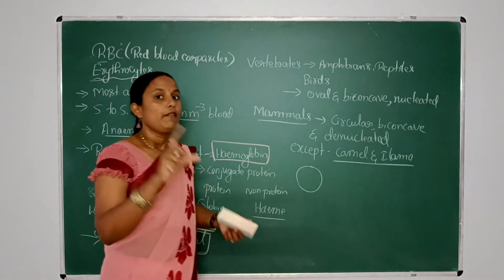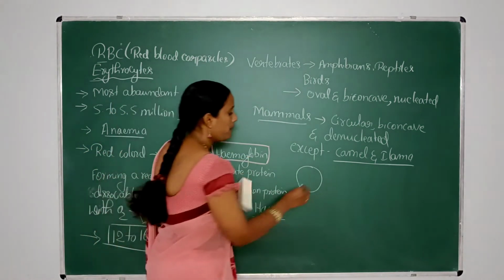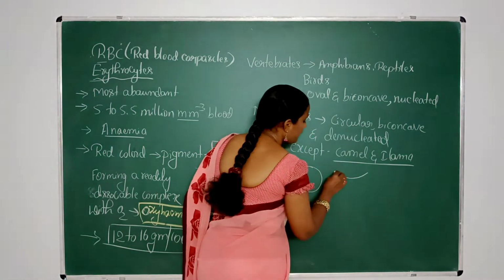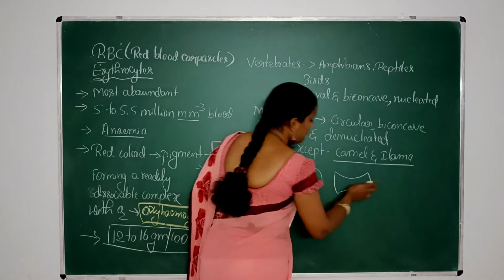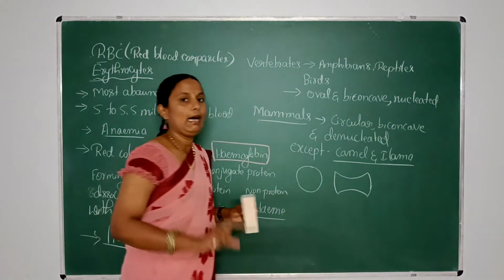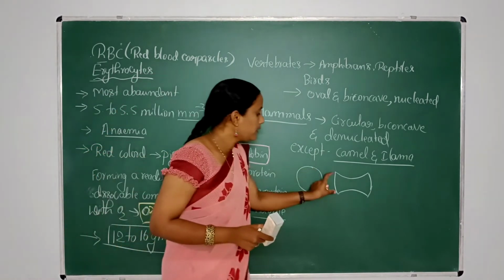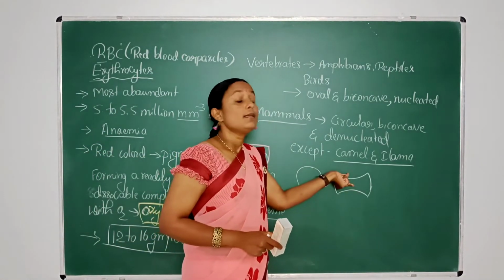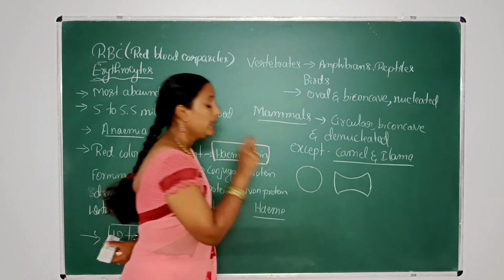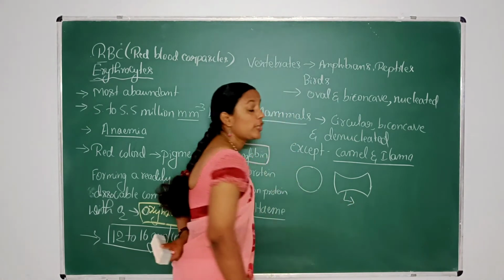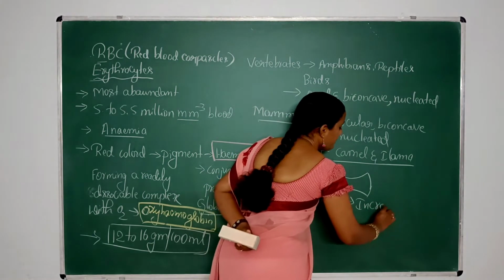And if we look at the structure of RBCs, it is circular when we see it from the front. When we see it from the side like this, the biconcave shape can be observed. The ridges are thicker than the rim. So here at the central part there is a thinner part. The edges are thicker, the center part is thinner. This is because this shape increases the surface area.